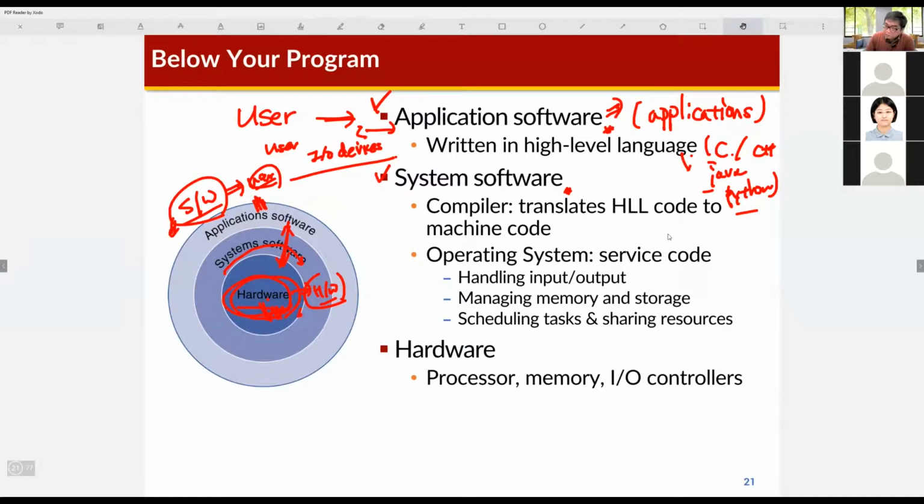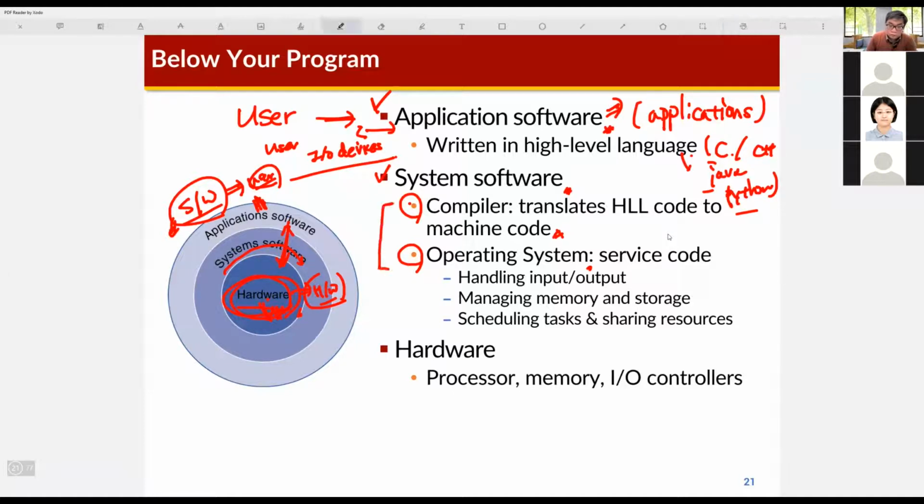These are examples of system software: a compiler and operating systems. The compiler translates high-level language code into machine code, because the computer can only understand machine code. And then the operating system controls the resources of hardware, such as the memory space, processors, or I/O devices.